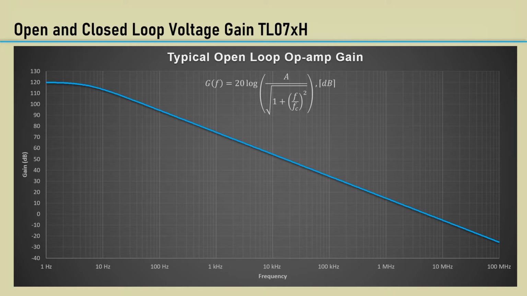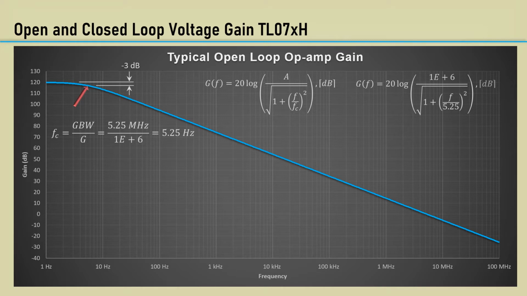Since the gain bandwidth product of the TL07 series is 5.25 megahertz, just divide it by the gain of 120 dB, which is 1 million volts per volt, which gives us 5.25 hertz. That's the 3 dB cutoff frequency. In this case, the single pole plot uses a gain of 1 million and a cutoff frequency of 5.25 hertz.